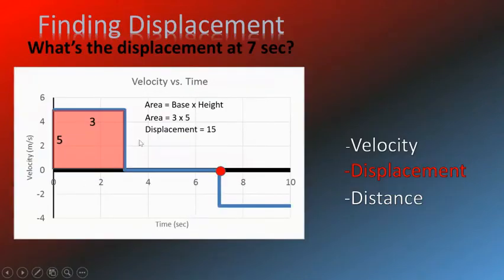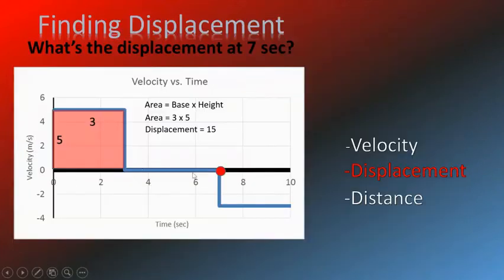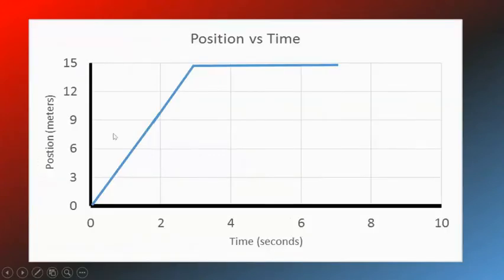All right, but the graph changes here, right? It's moving quickly, and then it's not moving at all between 3 and 7 seconds. So what's going to happen to displacement? Well, there's no area here, right? Because the graph line is right on top of the 0 line, so there can't be any area between them, which means that the displacement between 3 and 7 seconds is actually 0.